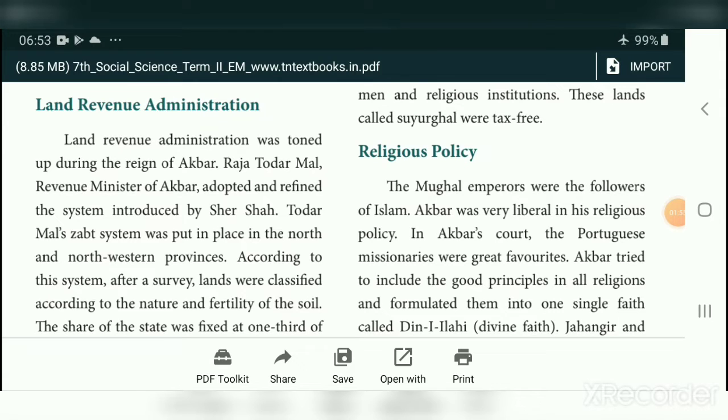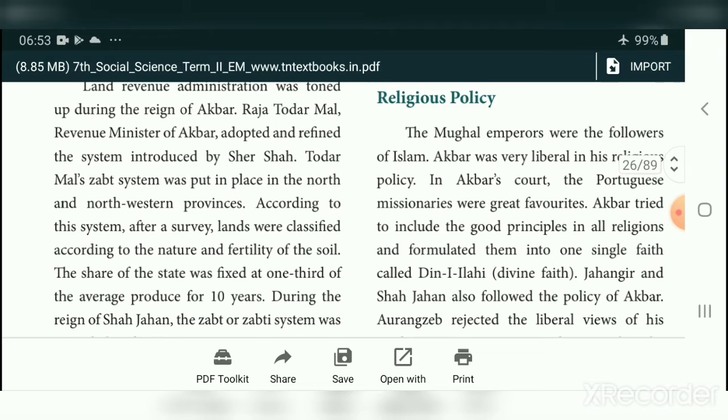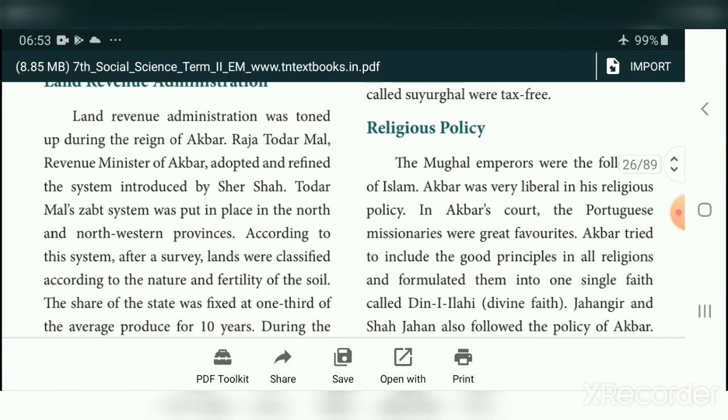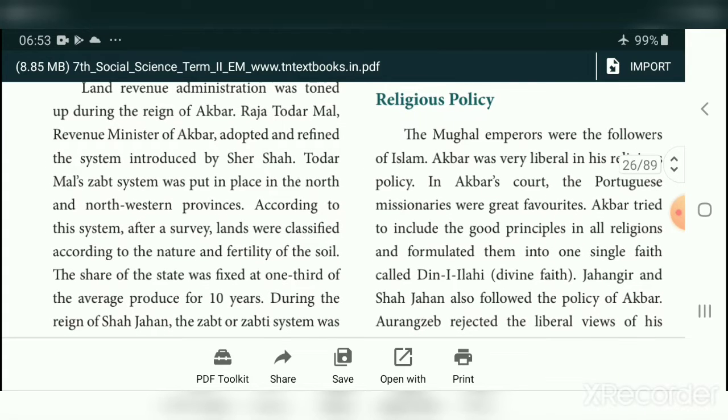Today we are going to study the land revenue administration of the Mughals. Land revenue administration was reorganized during the period of Akbar. Raja Todarmal, a Rajput minister, the revenue minister of Akbar, adapted and refined the system introduced by Sher Shah. So this land revenue administration was renewed by Akbar.